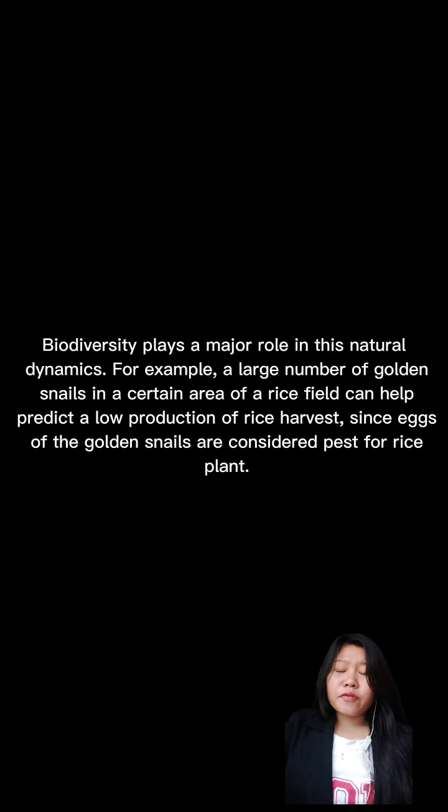So biodiversity plays a major role in these natural dynamics. For example, a large number of golden snails in a certain area of a rice field can help predict a low production of rice harvest, since the golden snails are considered pests of the rice plant.